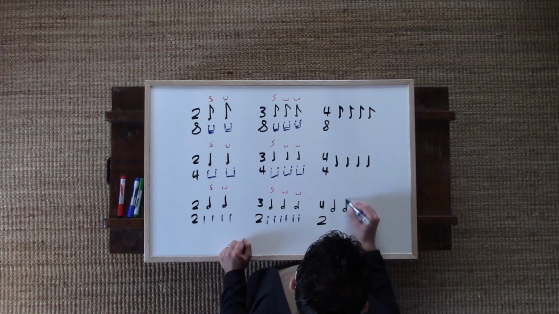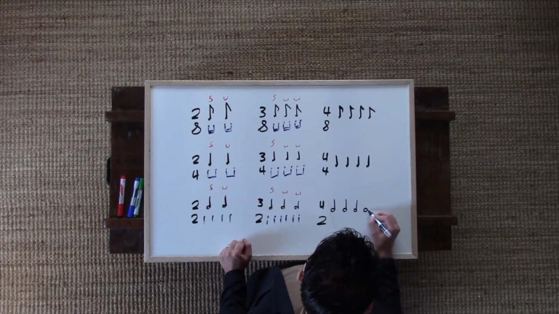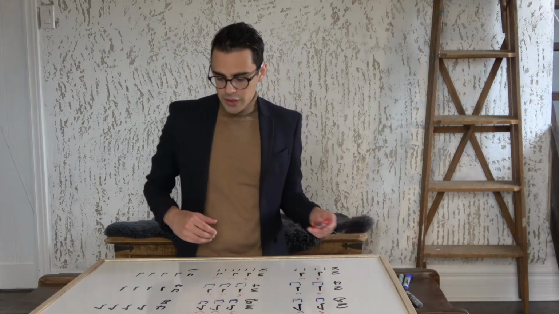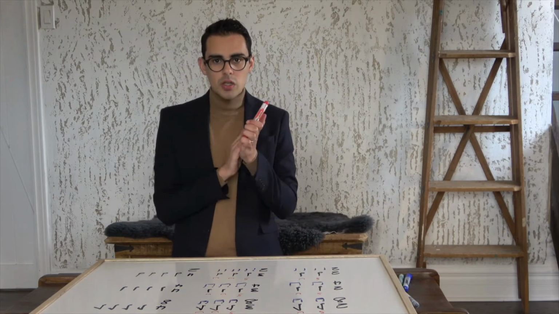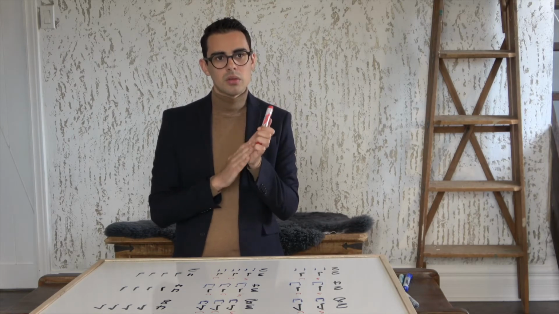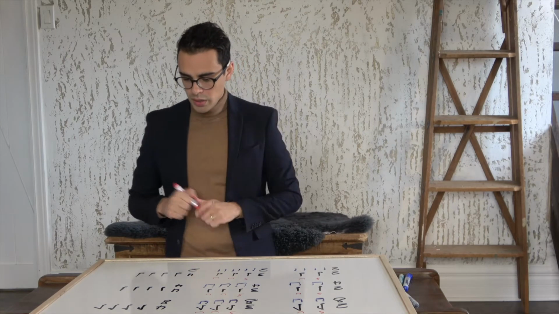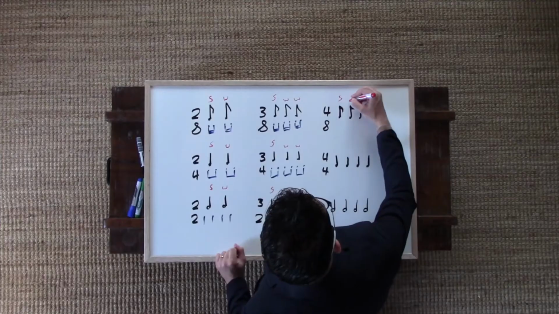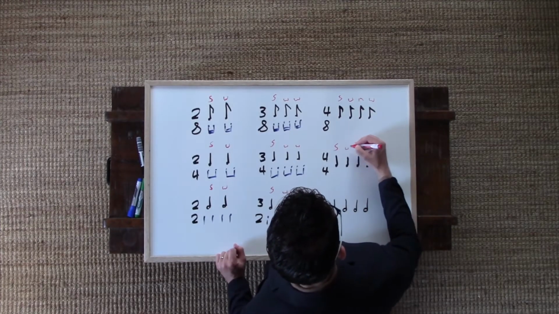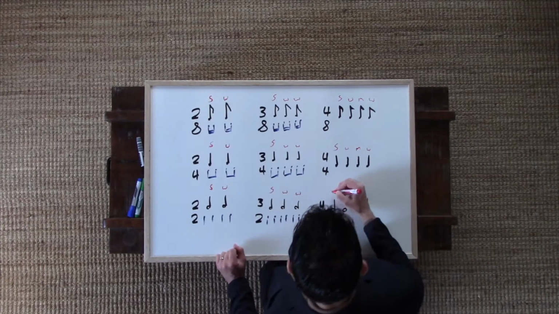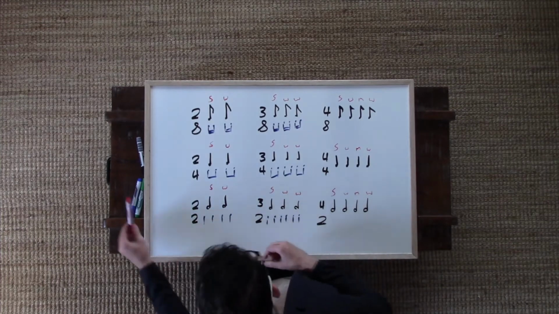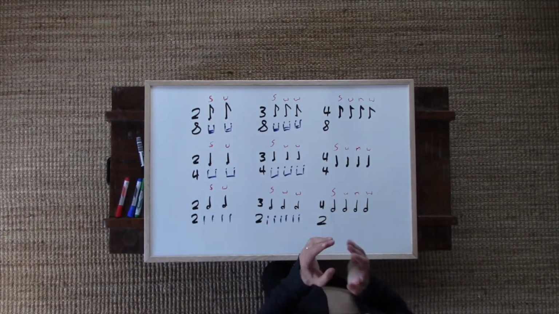One half note, 2 half note, 3 half note, 4 half notes. Okay? And the beat emphasis for 4/8 time is strong, weak, medium, weak. Strong, weak, medium, weak.